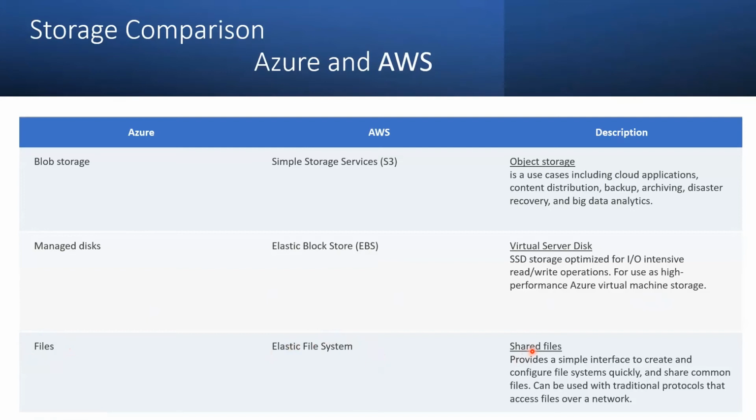This is known for shared files. It provides a simple interface to create and configure a file system quickly and share common files. It can be used with traditional protocols that access files over the network. As I'm recording this video, Microsoft has the SMB file share, and they're also working on EFS, which is in preview.